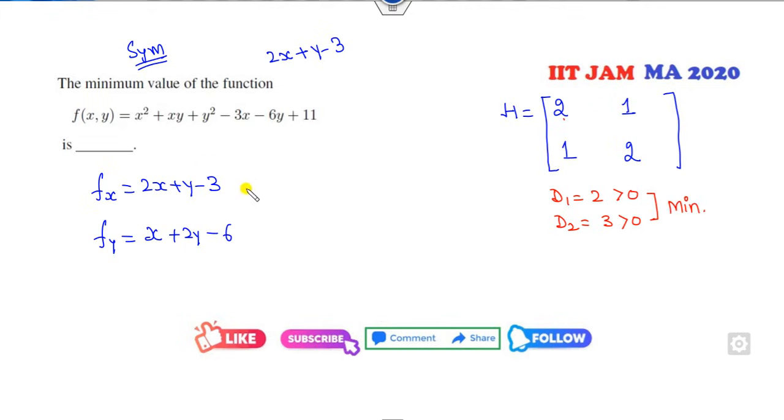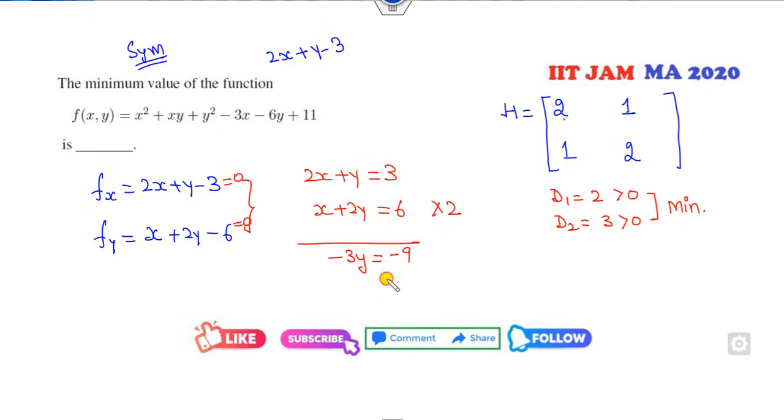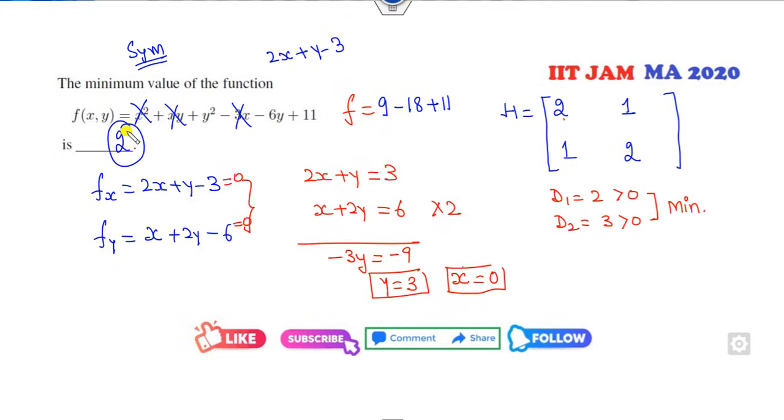So what is the minimum value at the point? Can you solve this? If I set these to 0, 2x plus y is equal to 3, and x plus 2y is equal to 6. So I can multiply by 2 and subtract them. So minus 3y is 3 minus 12, so y is equal to 3. So when y is equal to 3, x will be 0. So I can substitute this. What is the value of this? When x is 0, this value is 0, this value is 0, this value is 0. So y square 9 minus 18 plus 11. So minus 9 plus 11, 2 is my right answer.